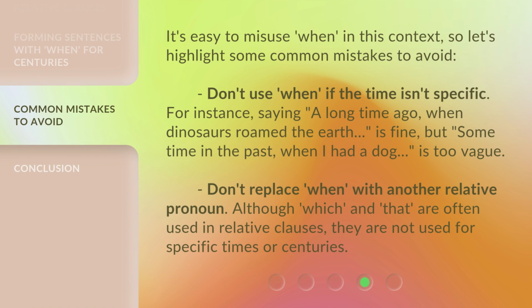It's easy to misuse when in this context, so let's highlight some common mistakes to avoid. Don't use when if the time isn't specific. For instance, saying, "A long time ago, when dinosaurs roamed the earth," is fine, but "sometime in the past, when I had a dog," is too vague. Don't replace when with another relative pronoun. Although which and that are often used in relative clauses, they are not used for specific times or centuries.